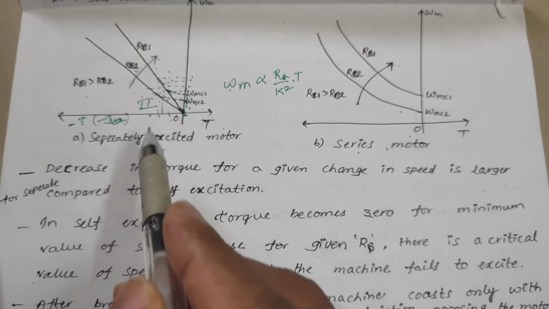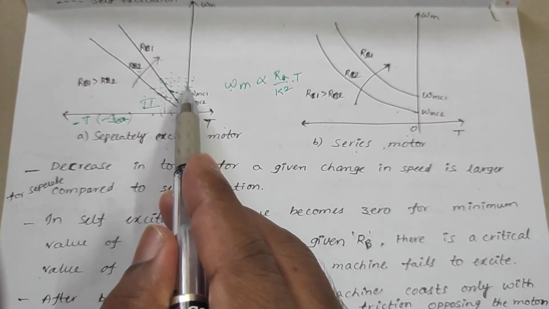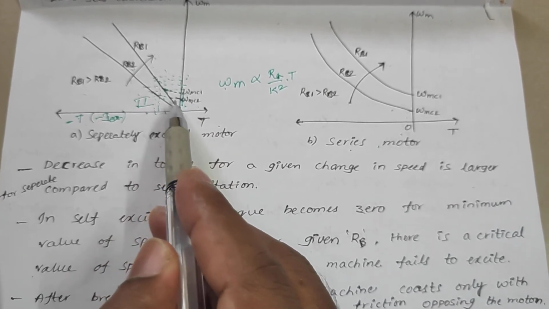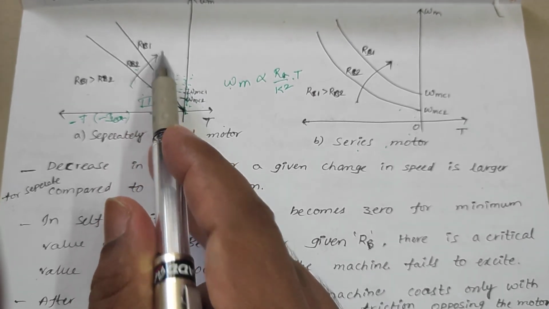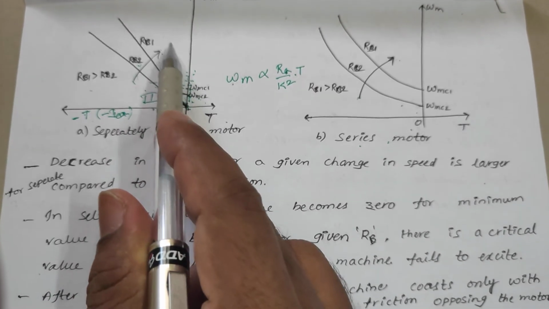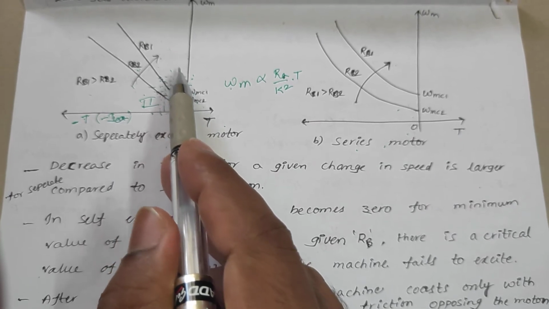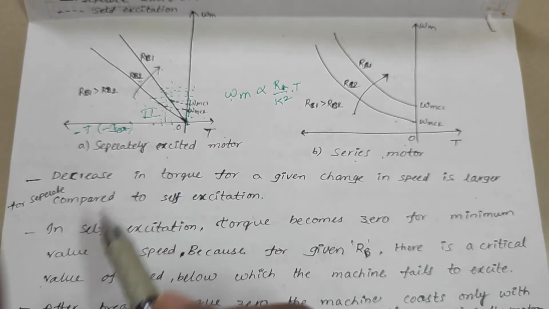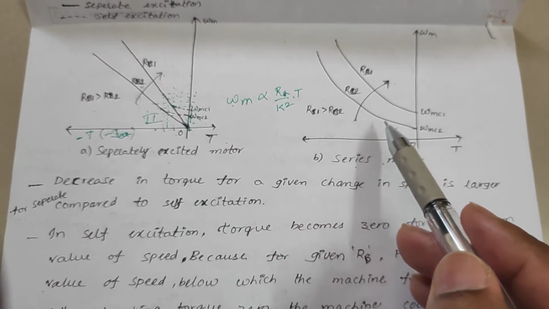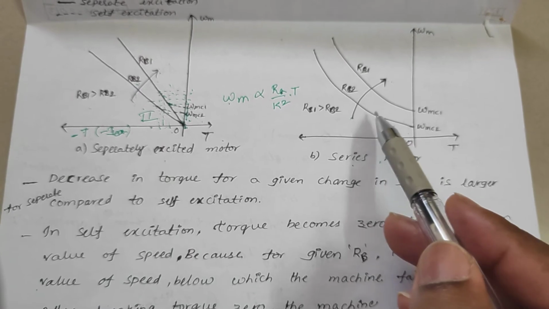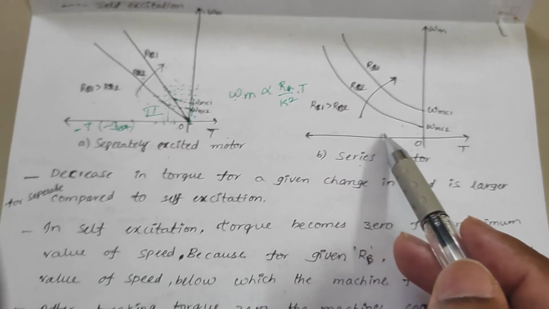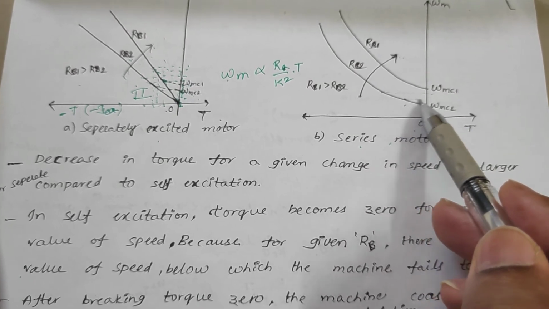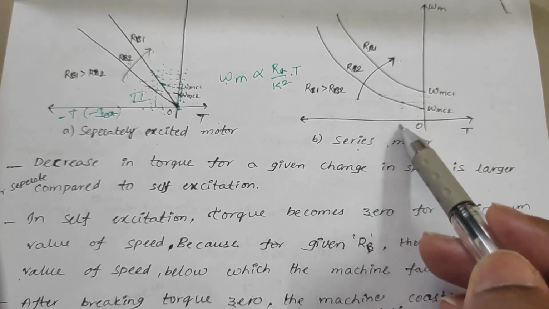Because this is the change in speed, right? For the change in speed, the corresponding change in torque, if you observe, as you are increasing the braking resistance, the slope will increase. When the slope is increasing, for a large variation in speed, there is a small variation in the torque. And here, these characteristics are not similar to the separately excited motor. For a change in speed, there is a large change in the torque.